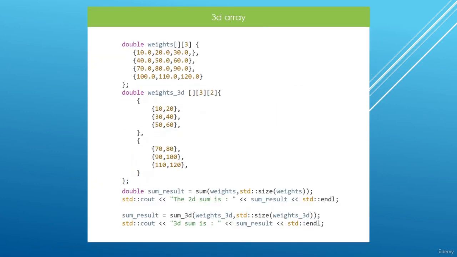Okay, now that we have the functions set up, we can see how we can call them. We're going to set up two arrays. One is going to be called weights, and it's going to be a 2D array. We're going to initialize it like this. We're also going to set up a 3D array like this, and we're going to call our functions using std::size to deduce the size of these arrays. This is nothing new. Now we're going to head over to Visual Studio Code and actually try this.